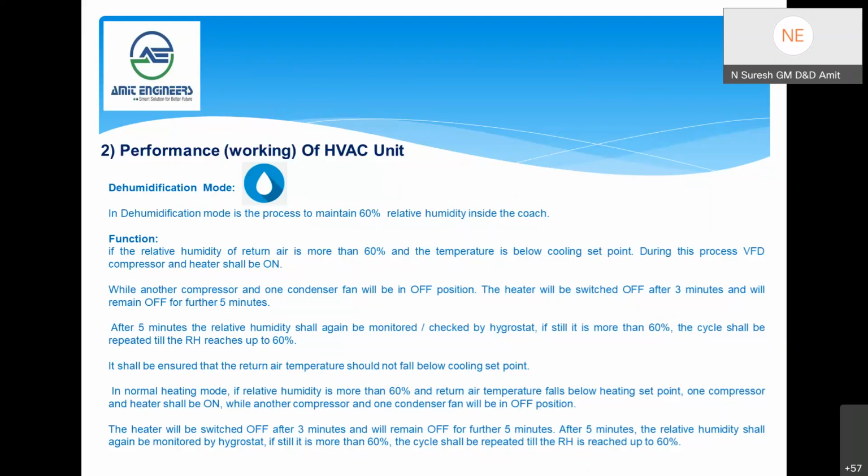Yeah, I got it. By cooling, the water molecules will condense, but at the same time the temperature also will come down. So again, to maintain the temperature, you are heating the air. Correct, sir. That is absolutely right. Okay, fine.